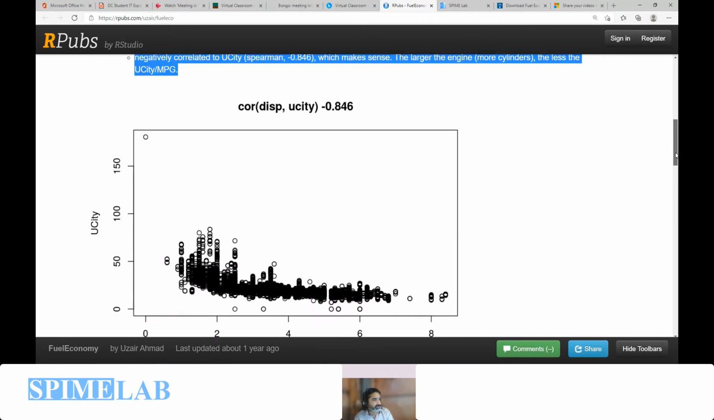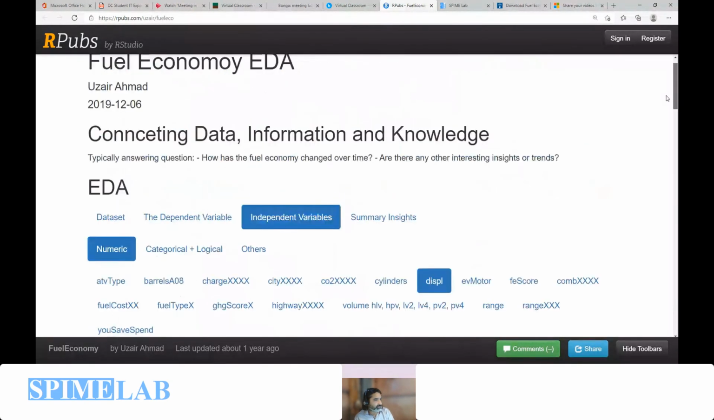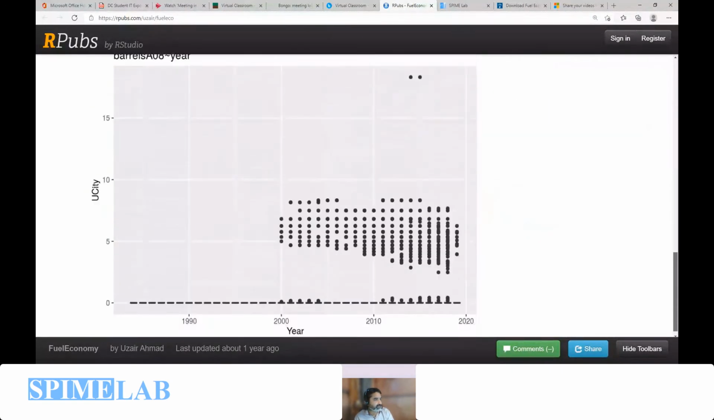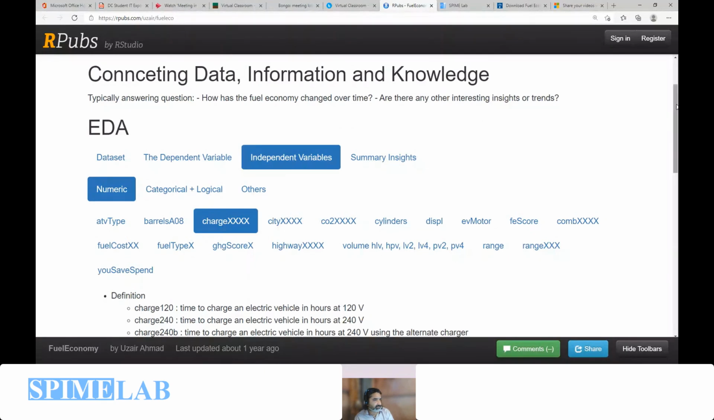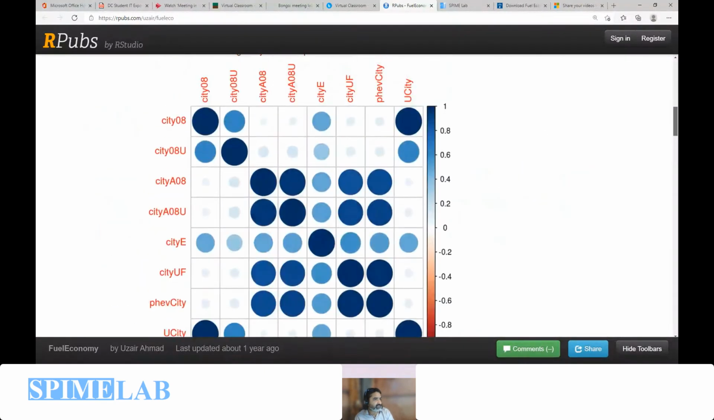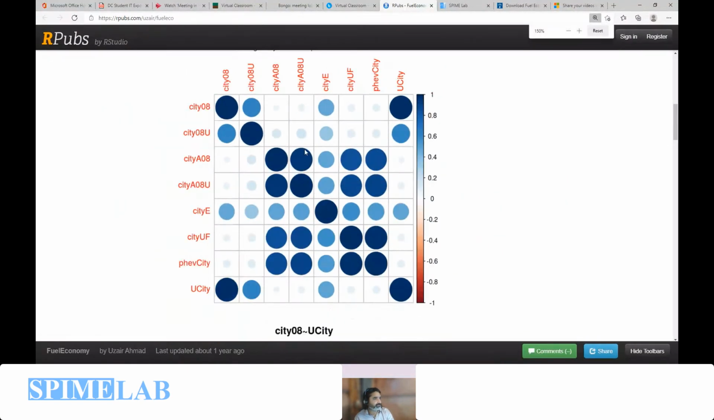For each variable, you provide their definition and your findings in terms of how they are related to other variables. One important aspect of EDA is to find out two variables that are strongly correlated. We do that using a special type of visualization. We call it correlation matrix. Correlation matrix looks like this.